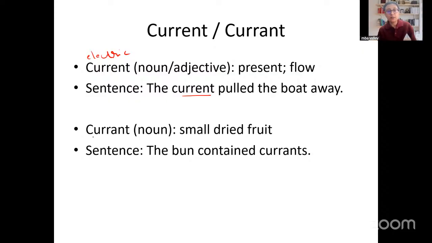Then the other word, currant, are small dried fruits that you generally find in ice creams or any bakery products. So the ice cream or the bun contained currants. एक फ्लेवर भी होता है ना, black currant बोलते हैं हम. Oh, I like black currant ice cream. So currant is the small dried fruits and they're called currants. Okay. Remember, current is not just electric current. It may be water current as well.